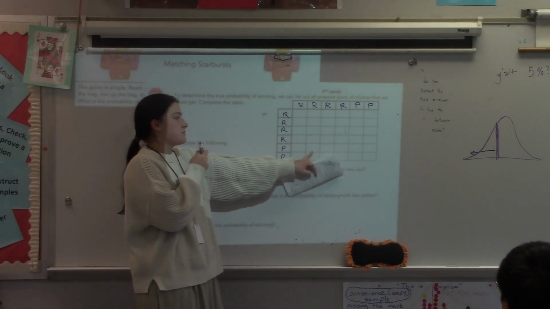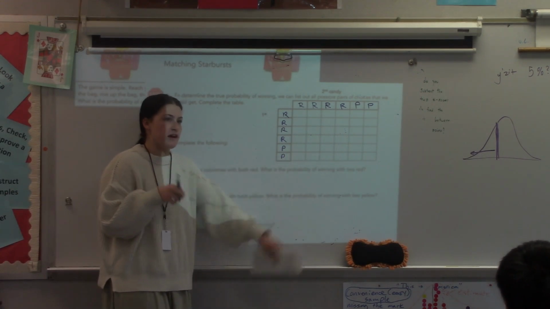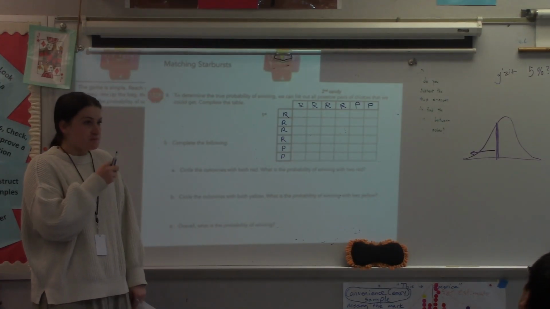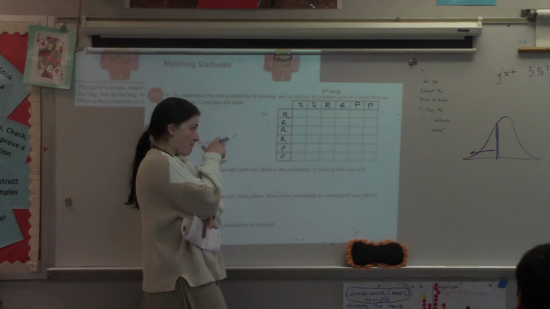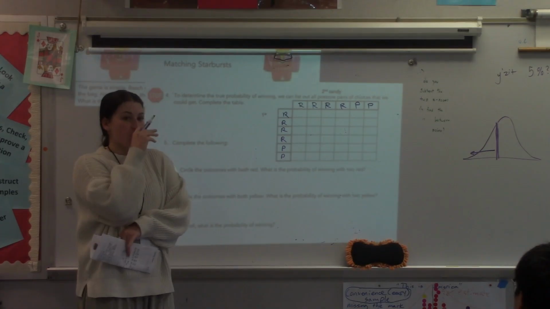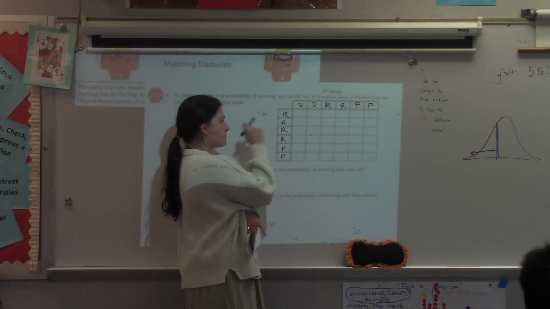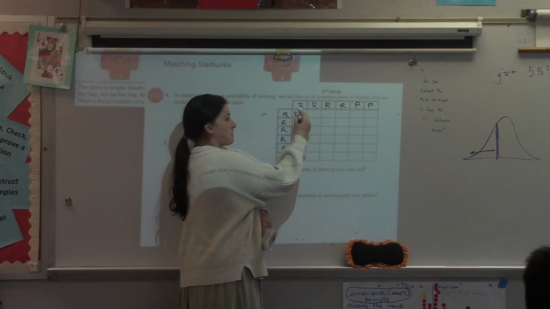Have you guys ever seen a table like this before with probability? Maybe in 8th grade. It looks like a Punnett square. Very similar. So, we're gonna fill out this table. What goes here? RR.